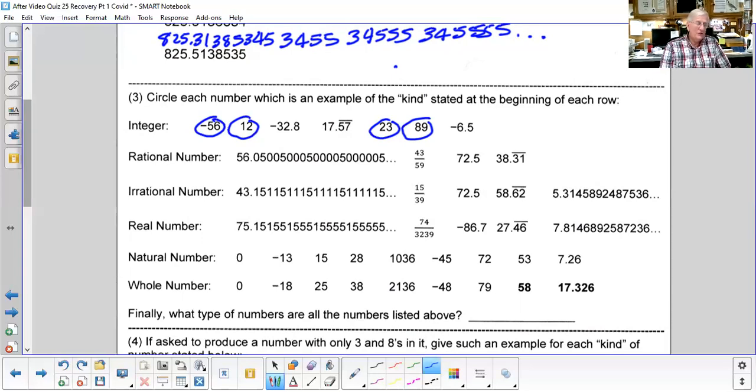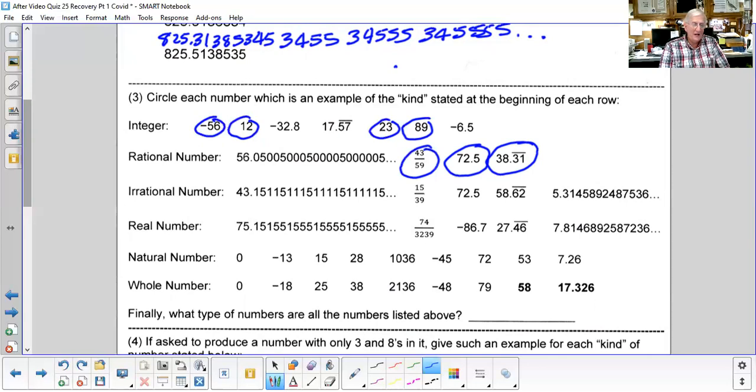Okay, look at the second choice where it says rational number. Is that first one, 56.05, 005, 0005, showing that growing pattern, a rational number? No, it isn't. So it's irrational. Here's a rational number. It's definitely a fraction. Here's a decimal that terminates. That's rational. And here is a repeating decimal. So that is definitely rational.